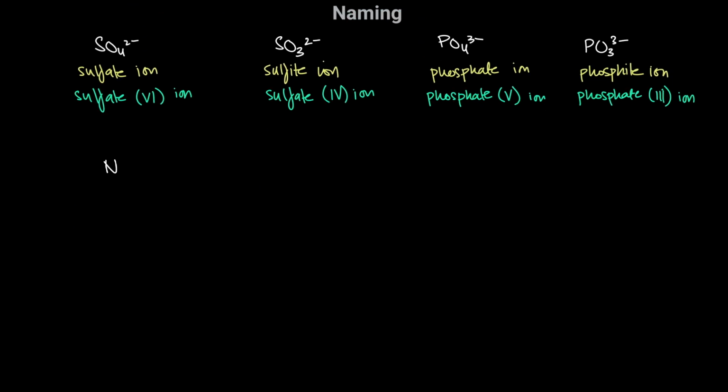Now if you look at the ion NO3-, this is called the nitrate ion, but it may also be referred to as the nitrate 5 ion, because here the oxidation number of nitrogen is plus 5. Similarly, we talk about NO2-. Here we have one fewer oxygen, so instead of -ate, this will be referred to as nitrite, the nitrite ion. But it can also be referred to as the nitrate 3 ion because the oxidation number of nitrogen is plus 3.